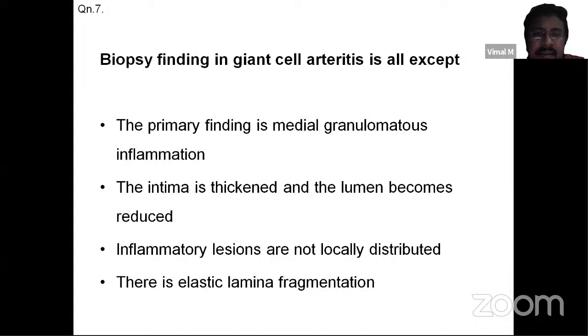Biopsy finding in giant cell arteritis is all except: the primary finding is medial granulomatous inflammation; the intima is thickened and the lumen becomes reduced; inflammatory lesions are not locally distributed; there is elastic lamina fragmentation. So here they have told about the biopsy findings of giant cell arteritis, and they are asking which is not true.